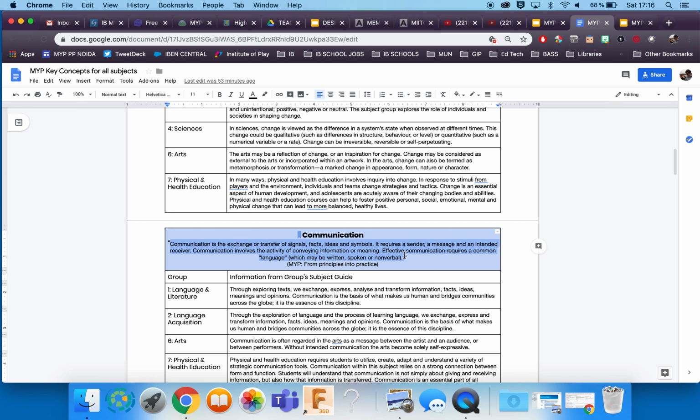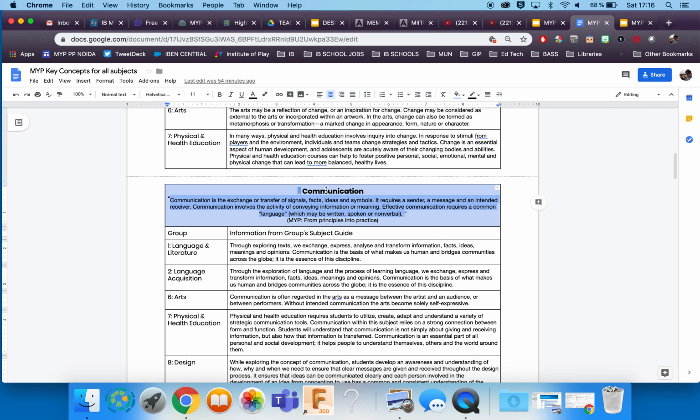So this is the description that will appear in every single subject guide for a subject that has communication as a key concept. It also appears in From Principles into Practice. Now, if you go into the Lang and Lit guide and you're looking at where it has the key concepts, it will have communication, it will have this paragraph, and immediately afterwards, with no description of how it's different, this paragraph.